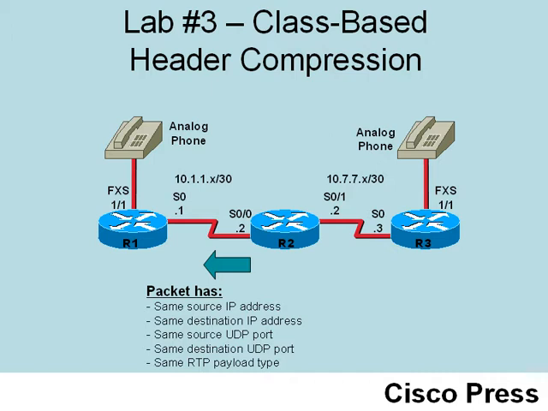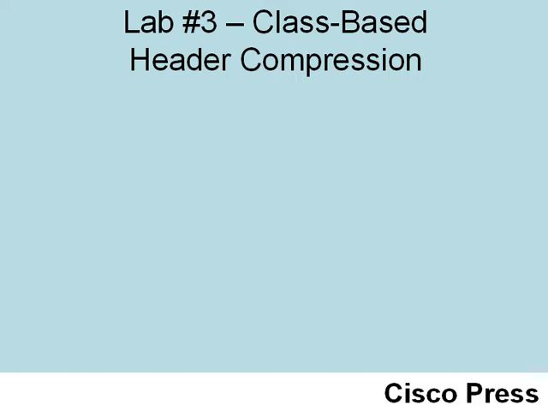And remember, we said that we would be compressing from 40 bytes down to 2 bytes or 4 bytes. If we are using UDP checksums, our resulting header is going to be 4 bytes. If we're not using UDP checksums, the resulting compressed header will be only 2 bytes. Let's take a look at the syntax that we'll use to set this up.